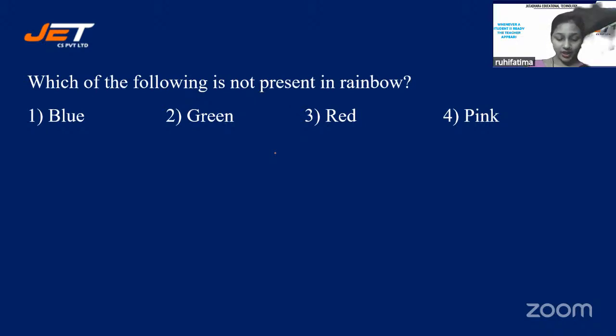All right, first answer I have got. Hurry up, students. I'll give you a few more seconds. Okay, students, the correct answer is option number 4, pink. Ganesh is correct. That is, pink is the right answer, students. As you all know, in rainbow we have 7 colors. That is Vibgyor.